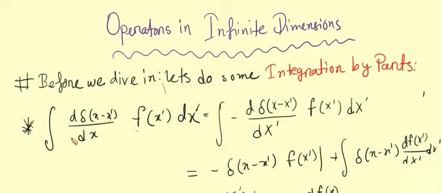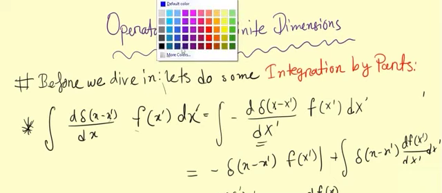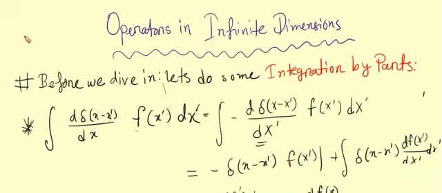So as you can see, I have done some integration by parts over here. But before I do that, in this line over here, I use the identity for the delta function that we learned earlier: if you have d/dx of delta x minus x prime, you can just have it as minus d/dx prime of delta x minus x prime. This is the property we used here in the second line to write this and pick up this minus sign.